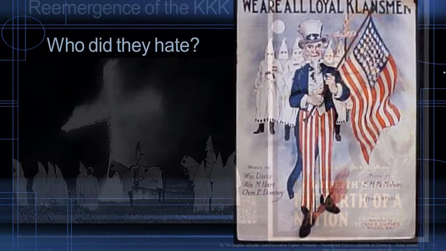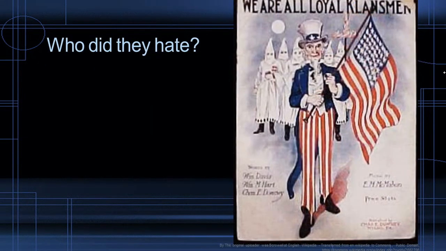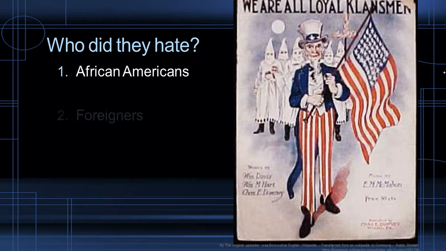So, who did they hate? You see here it says we are loyal Klansmen. Notice they're still wearing hoods, so they're still hiding their identities. So who did they hate? Well, of course, African Americans. That might be number one on their list right there. But also, there were lots of other groups they hated. They hated foreigners. So this was part of that xenophobia that was going on. Anyone with an accent was targeted by these guys.